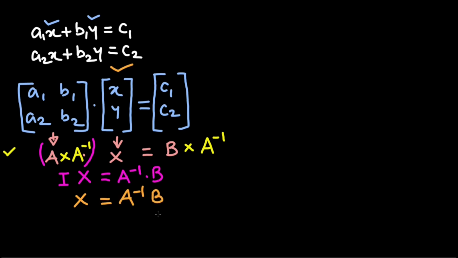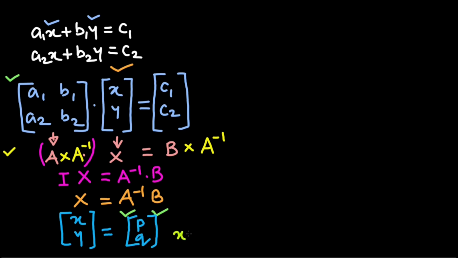Now we know matrix B, and we have to find A inverse from the matrix of coefficients. We perform the product of A inverse and B, which will give us a column matrix. Now X is the column matrix x, y, and A inverse B will also be a column matrix, say p, q. So by equality of matrices, we can say that x equals p and y equals q. This will be the solution of these two linear equations in two variables.